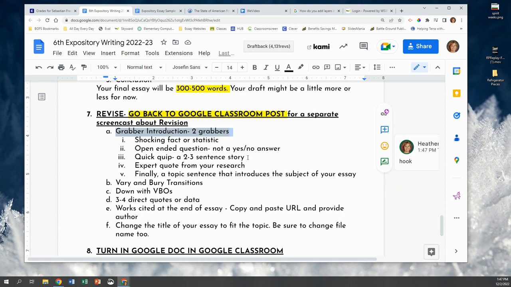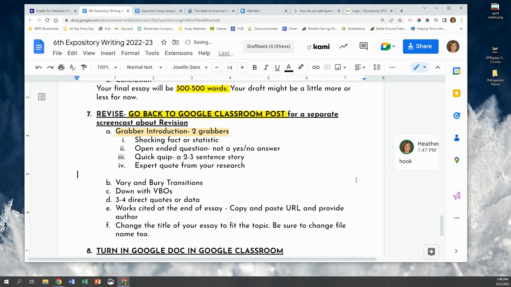So that might be a shocking fact or statistic. It might be an open-ended question, which means it's not going to have a yes or a no answer. It might be a quick quip, an anecdote, or a 2 to 3 sentence story. This might be an expert quote from your research. And it might even be, well, sorry, this actually doesn't belong here. So there we go.